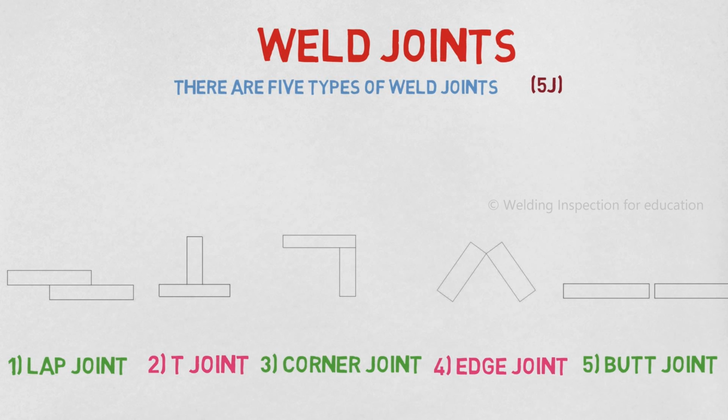Fifth, butt joint. So during the welding process, when connecting one metal with another metal, any of these 5 joints can be possible, and based on that, welding can be applied.